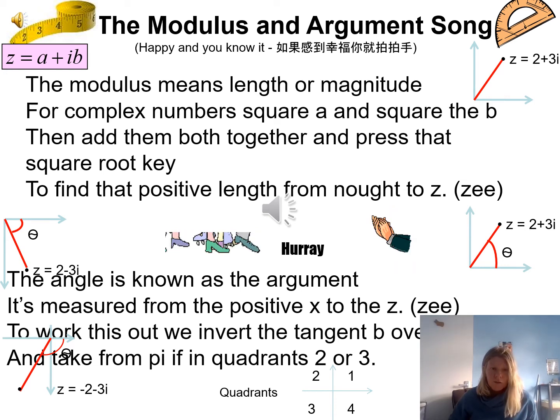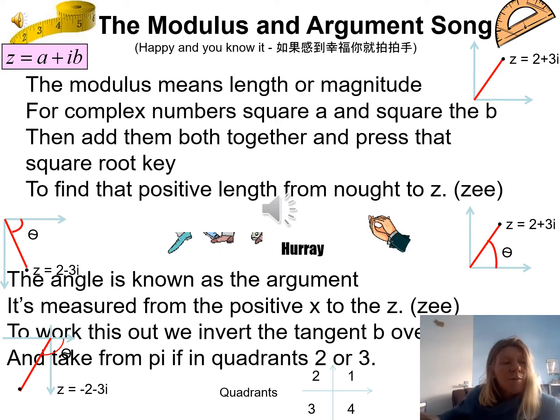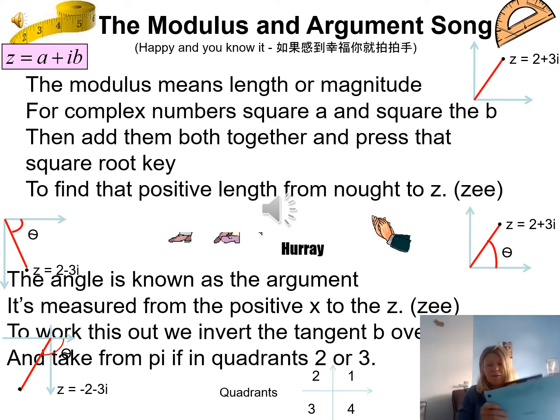Argument is the angle. So the angle is known as the argument. It's measured from the positive x to the z. To work it out, we invert the tangent of b over a and take from pi if in quadrants 2 or 3. So it's always measured from the positive x-axis. So we're talking that angle there. Or, if I get my little pen, always measured from the positive x-axis.